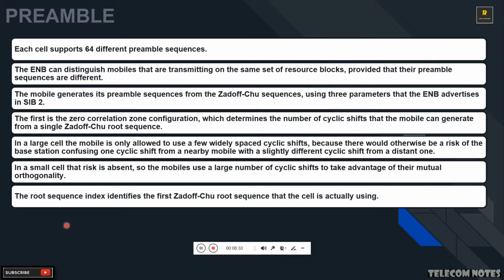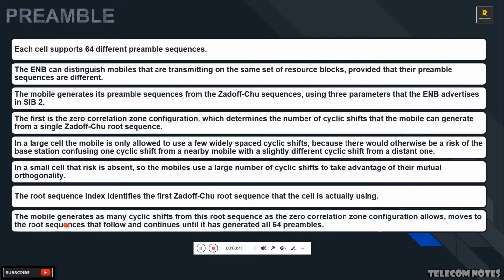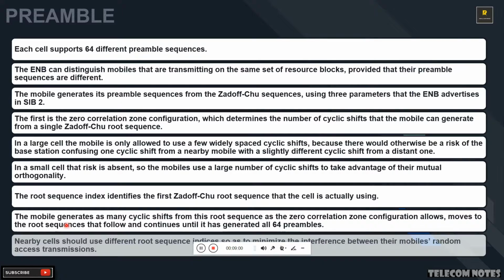The root sequence index identifies the first Zadoff-Chu root sequence that the cell is actually using. The mobile generates as many cyclic shifts from this root sequence as the zero correlation zone configuration allows, moves to the root sequences that follow, and continues until it has generated all 64 preambles. Nearby cells should use different Zadoff-Chu sequence indexes so as to minimize the interference between their mobiles' random access transmissions.